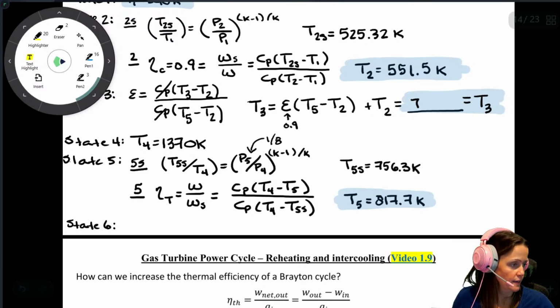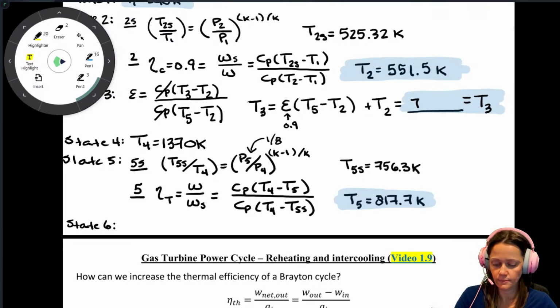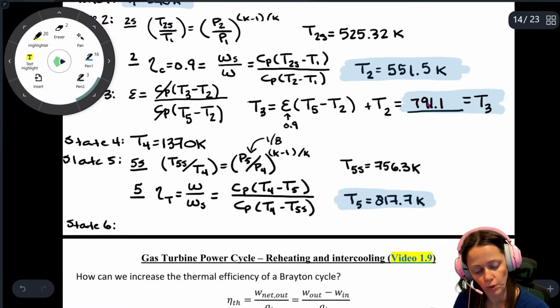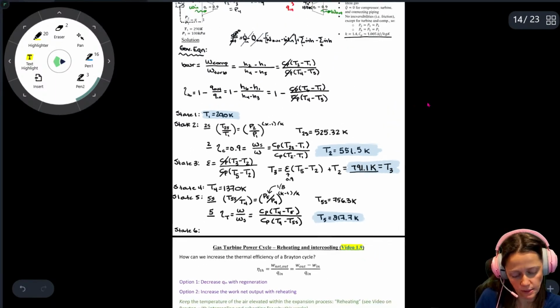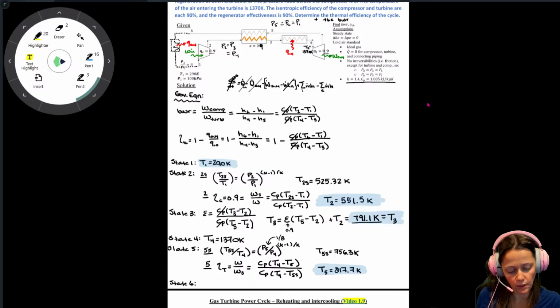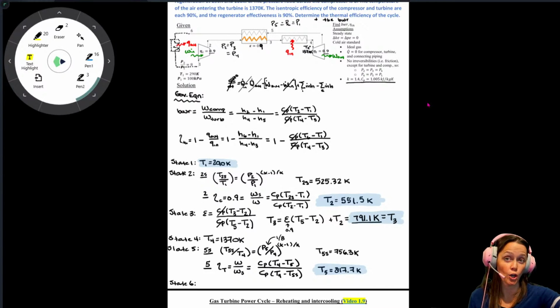So if that's the case, 791.1 Kelvin. So let's see if that kind of makes sense. From 2 to 3, our temperature increases from 551.5 to 791.1. And then from 3 to 4, it increases again to 1370. So the temperature goes the way that you would think it would go.